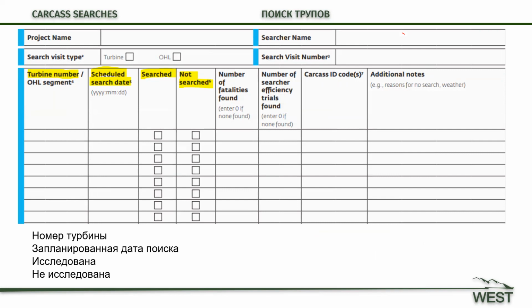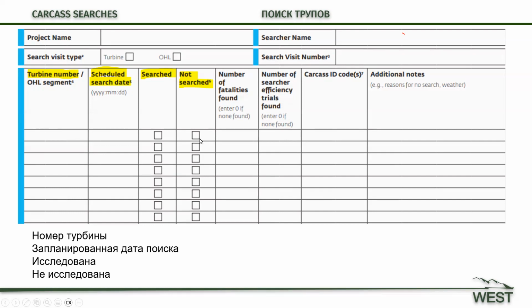They can be important for some of the types of meta-analyses that Tara mentioned in her last talk. But for my talk today, I've highlighted the critical ones. So the first thing we need to know is actually when you searched. Each and every time you visit a turbine and search the plot, we need a record of that event. So on this data sheet, we're going to record the turbine number or some identifier for the turbine, the scheduled search date, and then whether it was or was not searched.